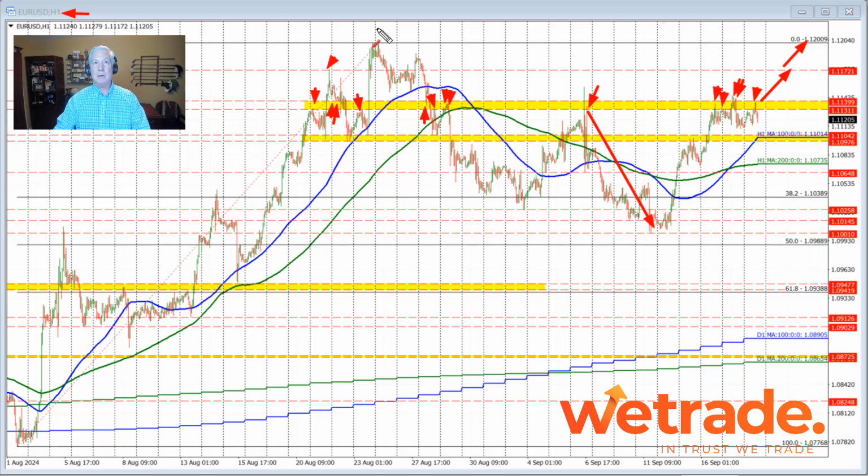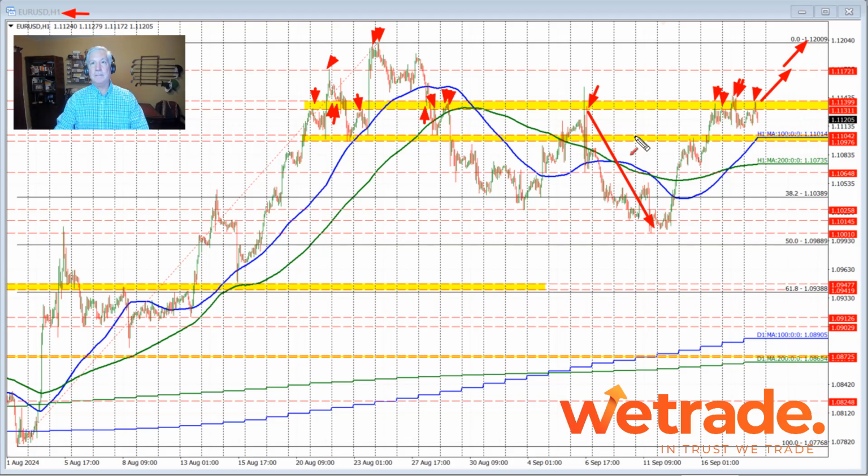That's a nice round number, and it was also a double top up here for two consecutive days before the market started its rotation to the downside. So the steps to the upside for the euro versus US dollar are pretty clear: one, get above 1.1140; two, get above 1.1172; and then 1.1200, which opens the door for further upside.